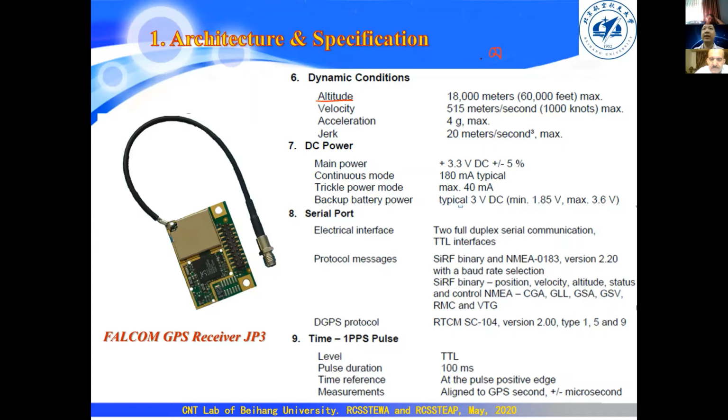Remember the height of the GPS satellites. Commonly, the height is 20,000 kilometers. So actually this is only, I think, very, very near to the Earth. Okay, so this is 18 kilometers.